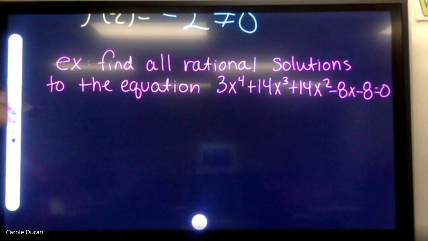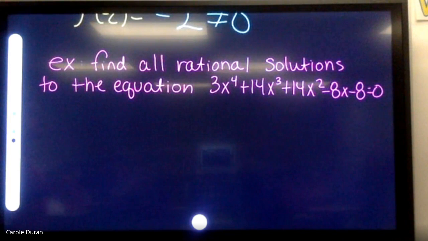So this example says to find all rational solutions to this polynomial. This means that not only do I want to list the possible rational zeros, but I want to find the ones that work.